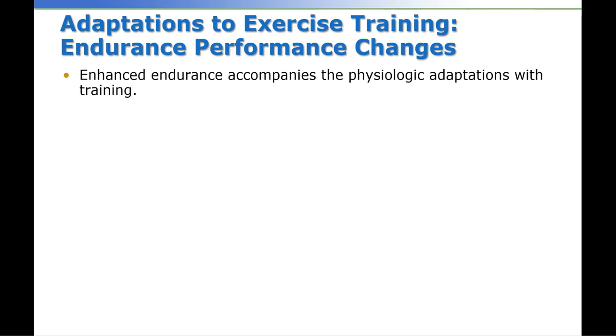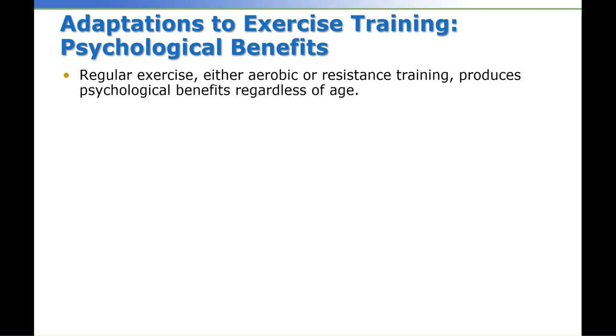Adaptations, exercise training, endurance performance. Enhanced endurance accompanies the physiological adaptations of training. Regular exercise, aerobic and resistance, produces psychological benefits regardless of age. I'm glad we talked about this a little bit, because basically aerobic activity, by the way, stimulates the parasympathetic nervous response, which has been known to increase cognition, and it's this rest and relax response. And anaerobic activity, research has shown, decreases anxiety.